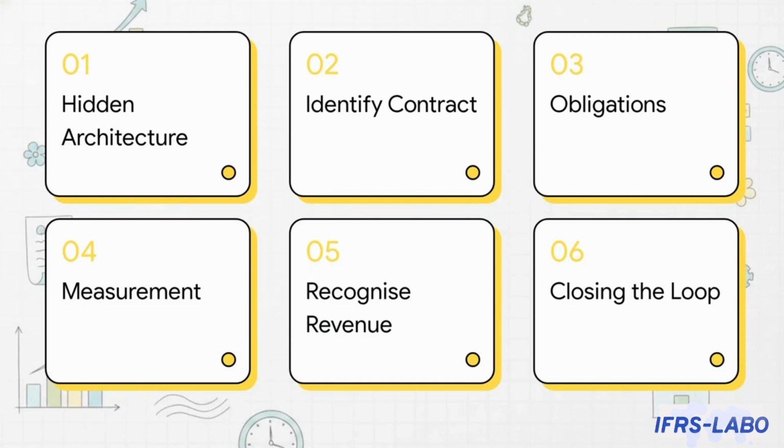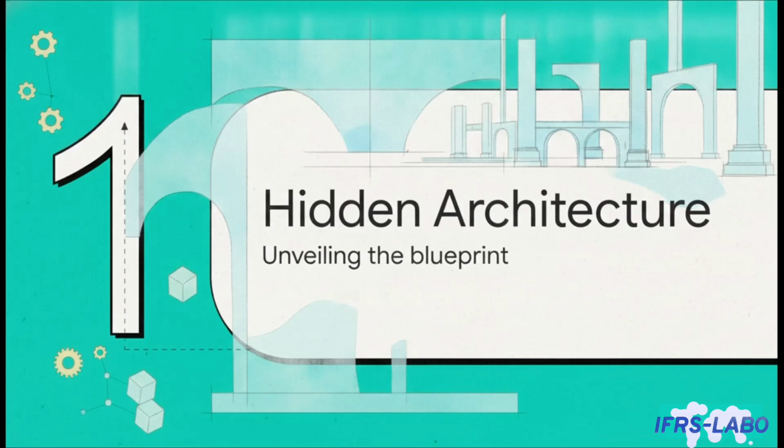Here is the roadmap for our explainer today. We'll start with the standard's hidden architecture, then walk through identifying the contract, unbundling performance obligations, measurement, recognizing revenue, and finally, closing the accounting loop. Section 1. The standard's hidden architecture.